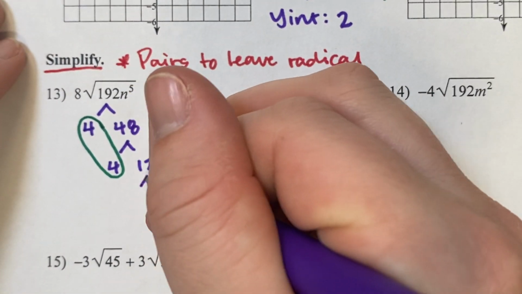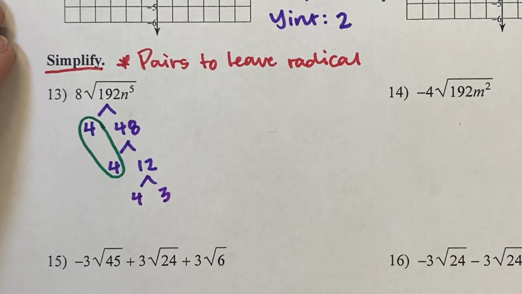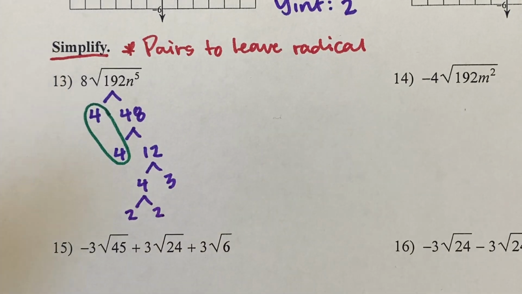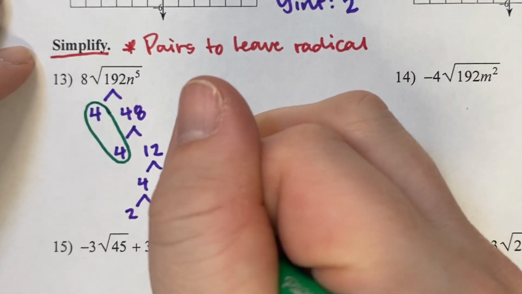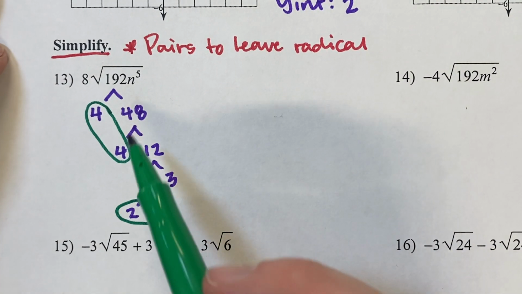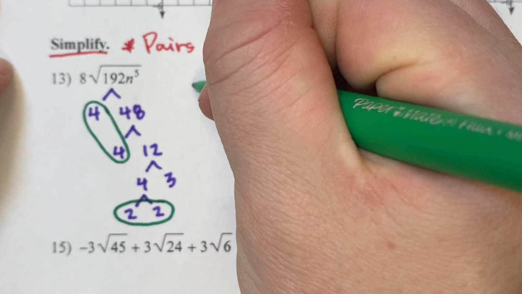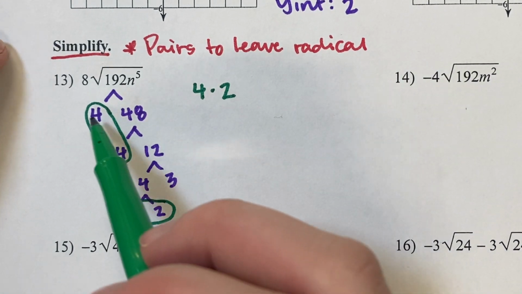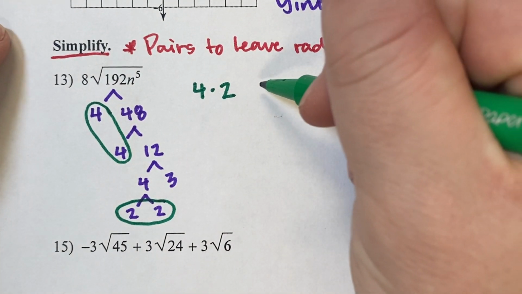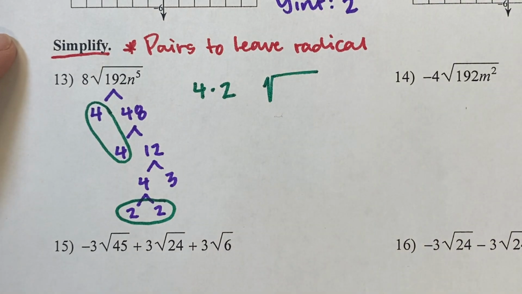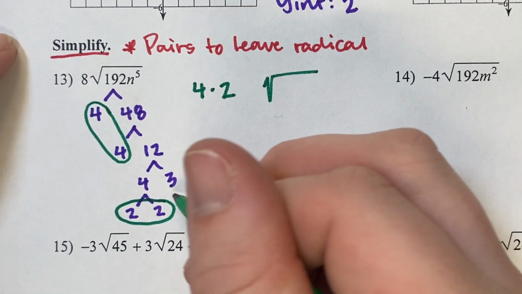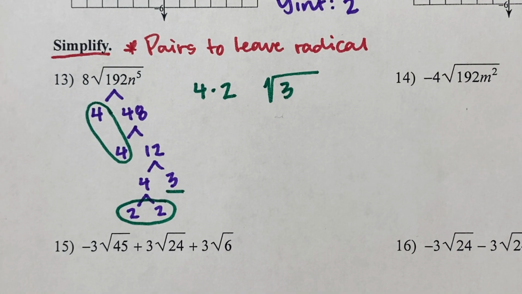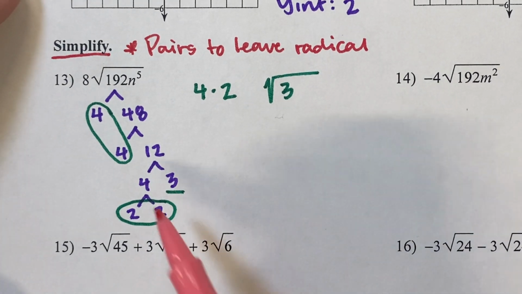So I'm going to keep breaking down. 12 can break down to 4 and 3. And 4 can break down to 2 and 2. 3 can't be broken down anymore. So I got 2 couples that got to leave out of 192. So I have a 4 that got to leave multiplied by the 2 that got to leave. Remember, they create 1 couple. I'm going to leave a little space in case anything else gets to leave later. But the one number that had to stay in, that couldn't pair up, is that 3. So we took care of the 192.